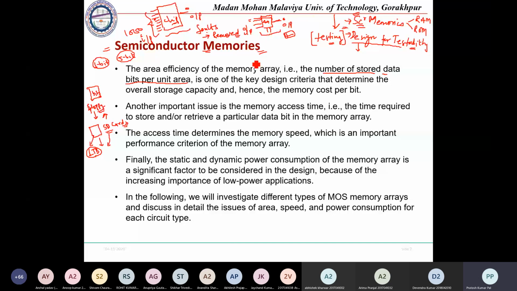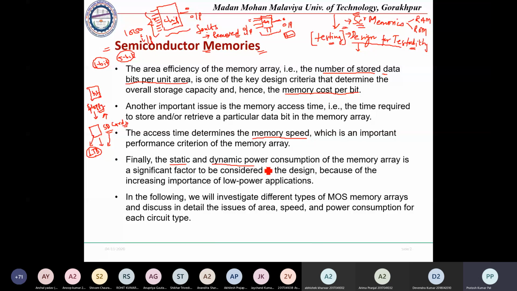So in memory design, the challenge is the cost per bit. Whatever cost per bit we are going to use for 1 bit of memory storage is a key parameter that should be reduced. And also the speed. The memory speed is one of the important parameters that we should consider while designing a memory. Along with that, the power consumption, which could be in terms of static and dynamic power dissipation.